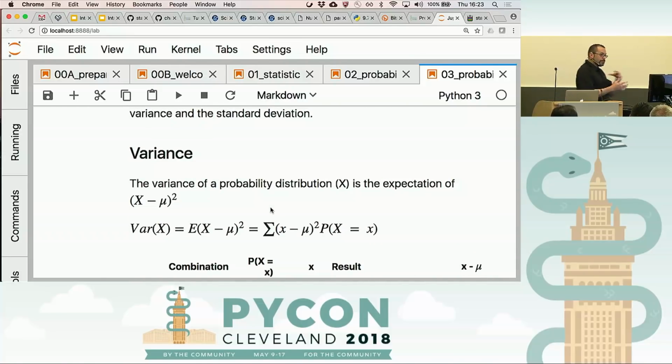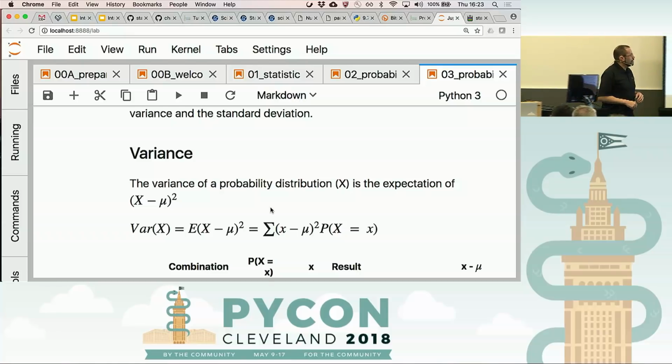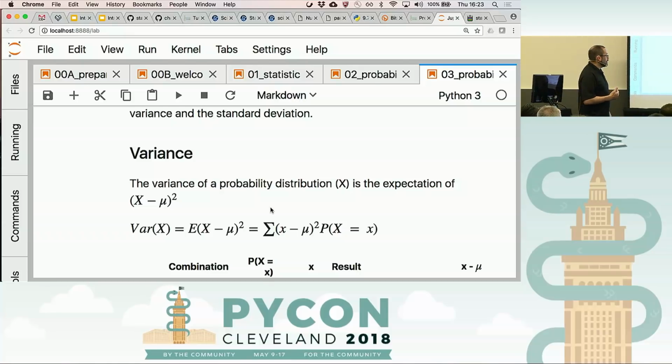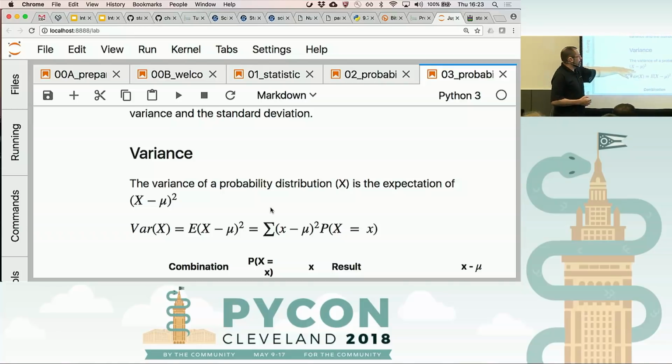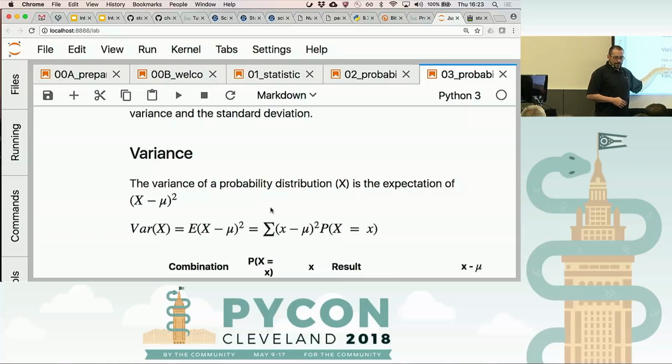Now, knowing the mean is kind of cool, but we also often want to know how broad that spectrum is. Is there a possibility I might have a really broad spectrum and maybe I'll get really lucky on one end of the spectrum? To solve that, we essentially solve for variance. So the variance of any given probability distribution is the expectation of the value minus the average, squared.